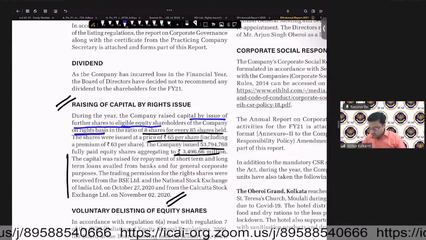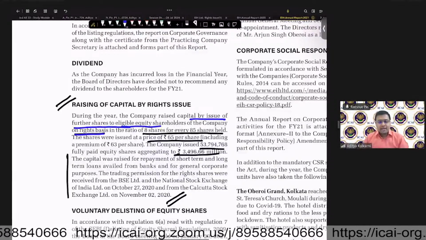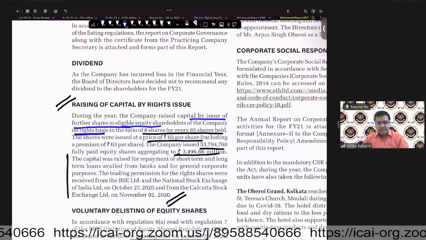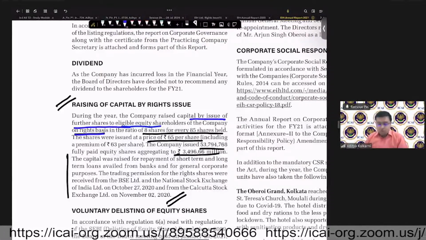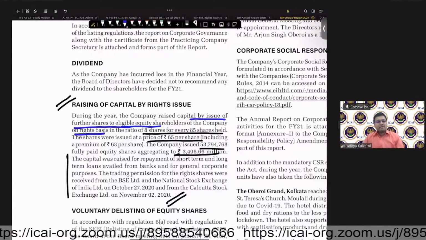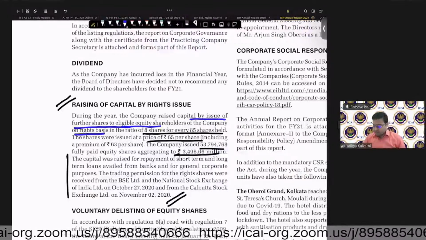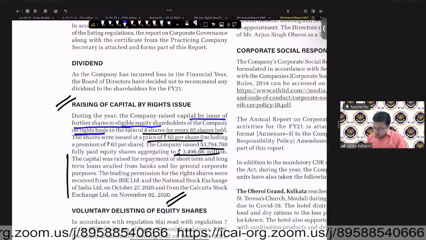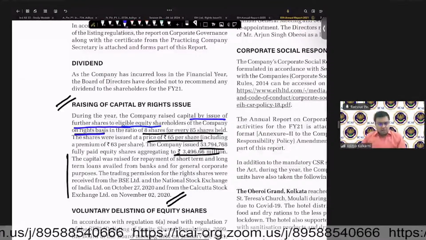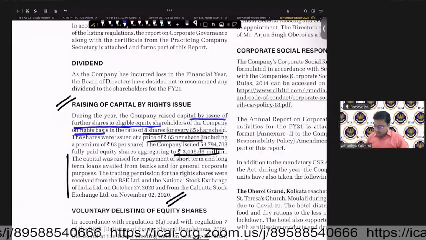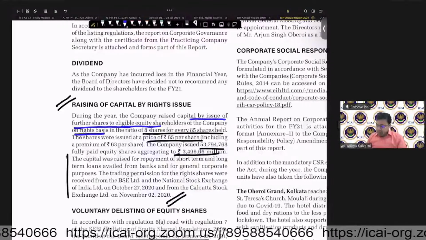So there is a rights issue in the ratio of 8 shares for every 85 shares held. The shares were issued at a price of 65 per share, including a premium of 63. So the face value is 2, premium is 63, the rights price is 65. So how many shares did it issue? The company issued approximately 53,795,000 shares, aggregating to 3,497 million.